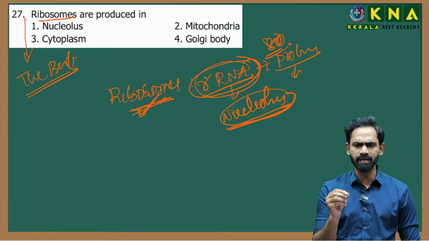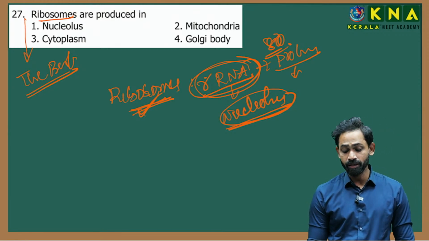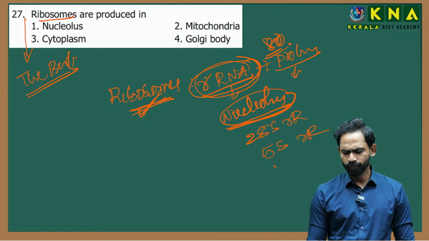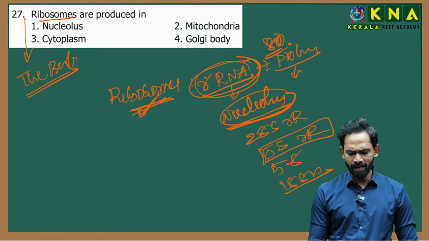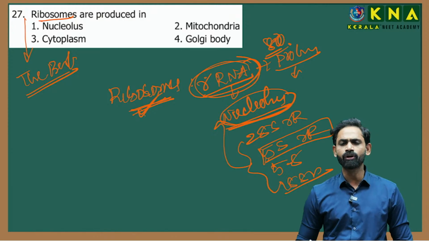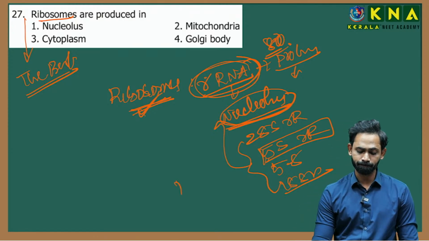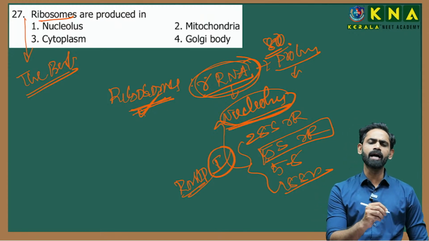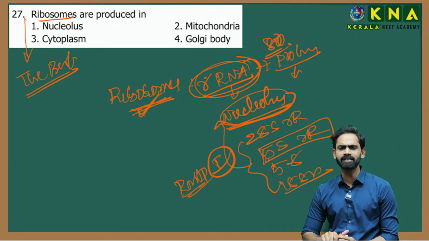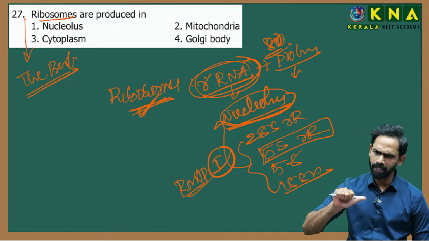Which rRNAs? Speaking of eukaryotes: 28S rRNA, 5S rRNA, 5.8S rRNA, and 18S rRNA. Except one of these, all are synthesized at the nucleolus. Which RNA polymerase? RNA polymerase 1. That is what I said: conceptual and linked knowledge is important.